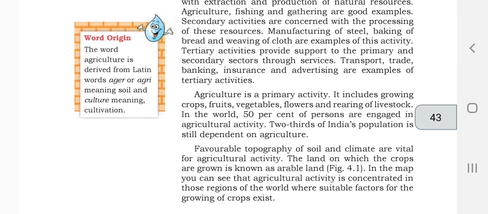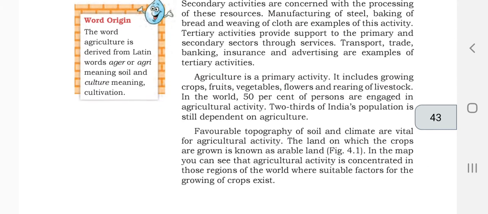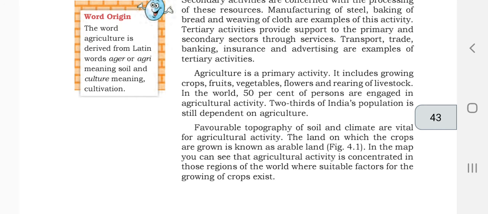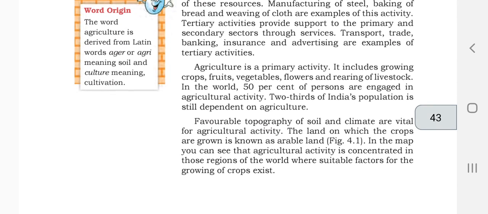Agriculture is a primary activity. It includes growing crops, fruits, vegetables, flowers and rearing of livestock. So agriculture is the first process. From there we get all the things for our usage, the things necessary for human needs. And in the world, 50% of the people are engaged in agriculture.